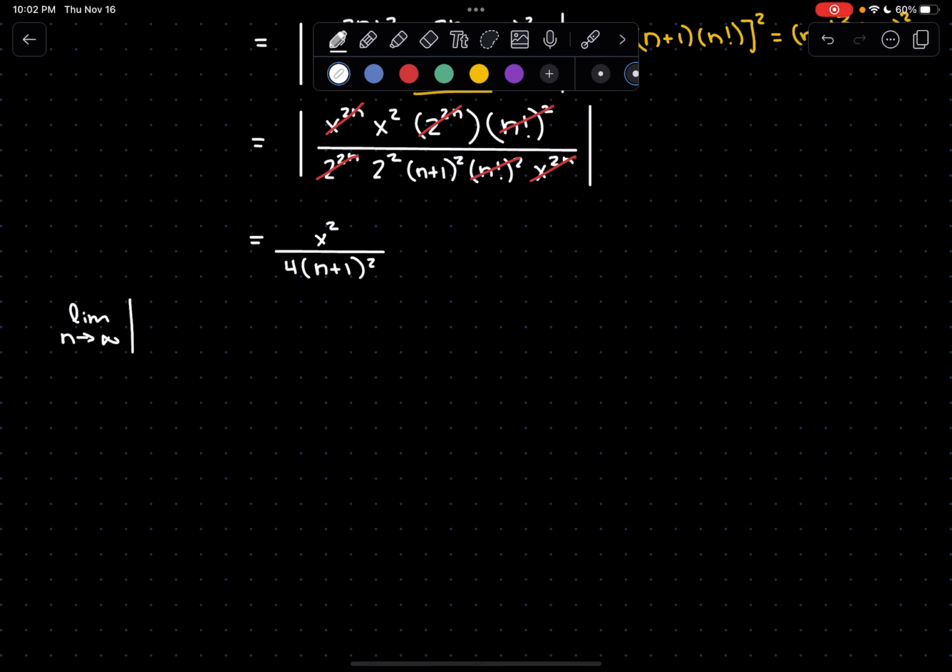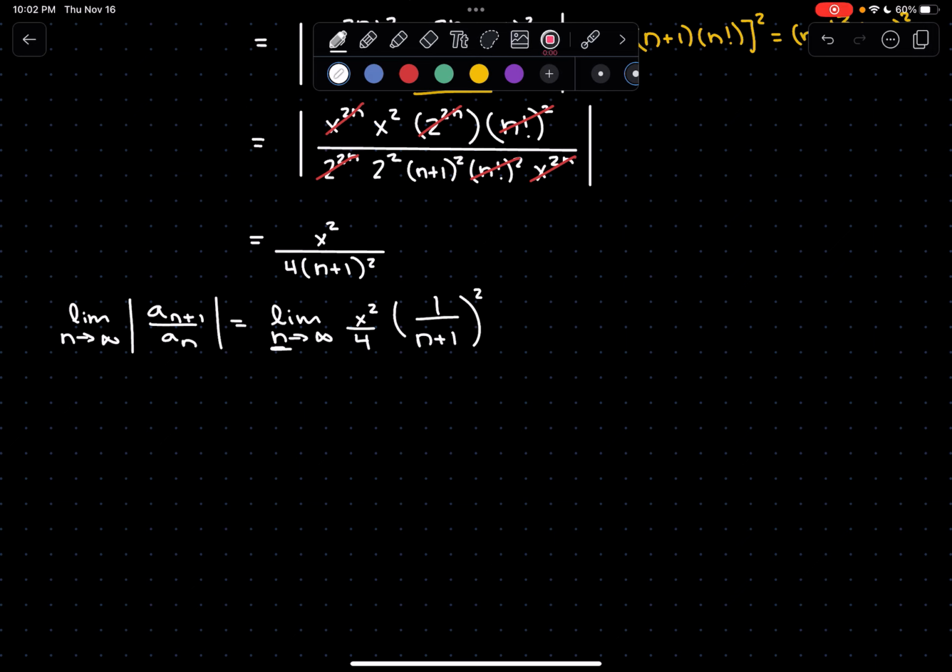The limit as n goes to infinity of a_(n+1) over a_n is going to be equal to the limit as n goes to infinity of x squared over 4, right? We only care about the things that are in terms of n when we're considering this limit, right? So (n+1) squared, right? I can pull the squared on the outside, because this guy is just 1 over (n+1) squared, right? The squared, it doesn't matter.